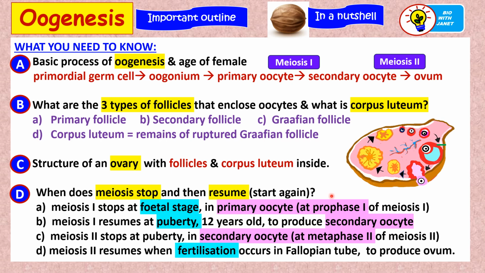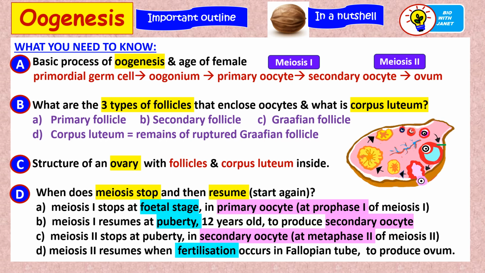For oogenesis, meiosis starts and then stops, and then starts and then stops again. Meiosis 1 first starts in the fetal stage in the primary oocyte, but it stops when the primary oocyte is at the prophase 1 stage of meiosis 1. It's not completed yet. Then 12 years later, when puberty is reached in the girl, meiosis 1 resumes and completes. That means the primary oocyte will complete meiosis 1 to form the secondary oocyte in the ovary.